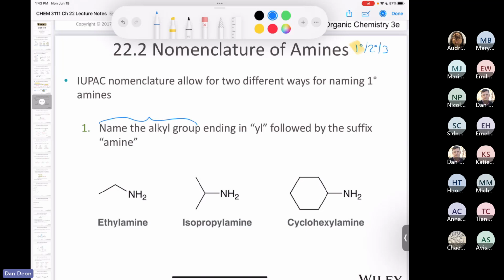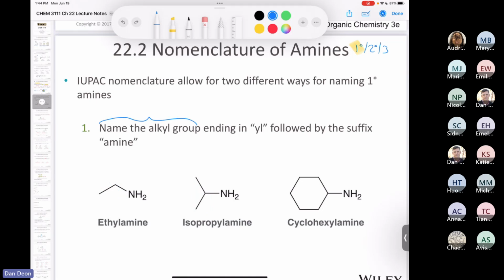So here we have an ethyl group, so you have ethylamine. Here you have an isopropyl group, isopropylamine. I guess you also know cyclohexyl, so cyclohexylamine, cyclobutylamine, cyclopentylamine, et cetera. And I'll just be honest with you, chemists love common names. If they can identify a common root or a common alkyl group, they will do it.